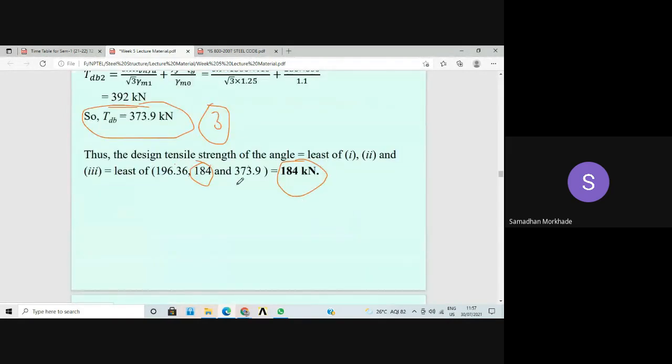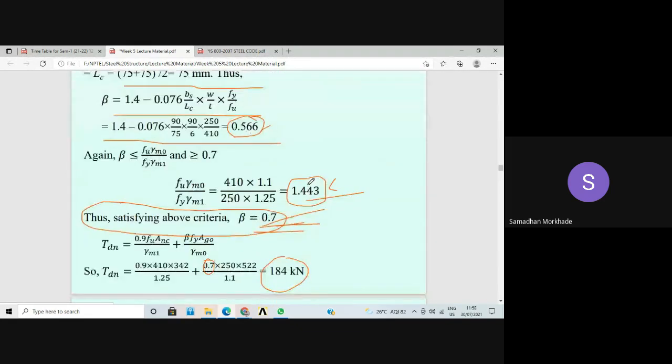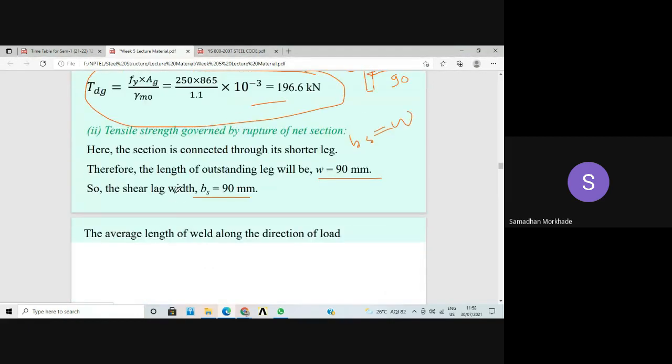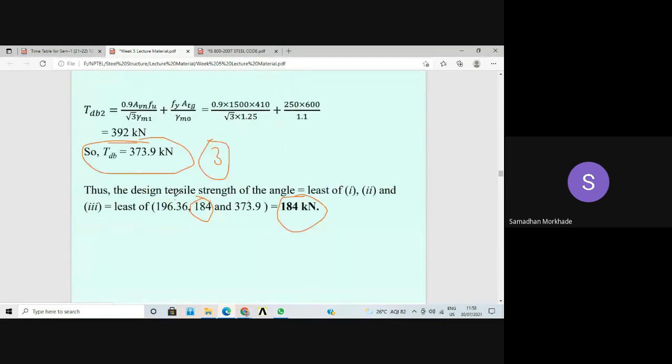See, now what has come for the shorter leg? 184. And what was our design tension for the longer leg? Longer leg 196. There is not much difference here. 196 and 184 is not too much of a difference, because it is a welded connection. But in the case of bolted connections it is very predominant. It matters a lot in bolted connections how you place the sections, whether you connect the shorter leg or the longer leg.